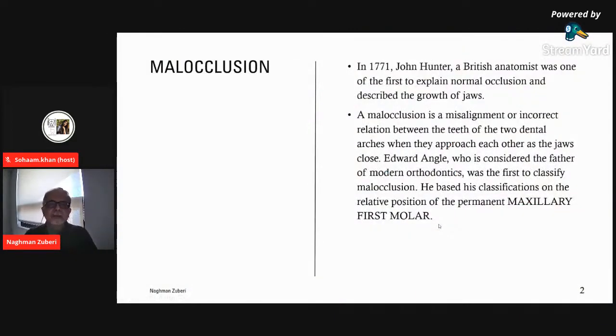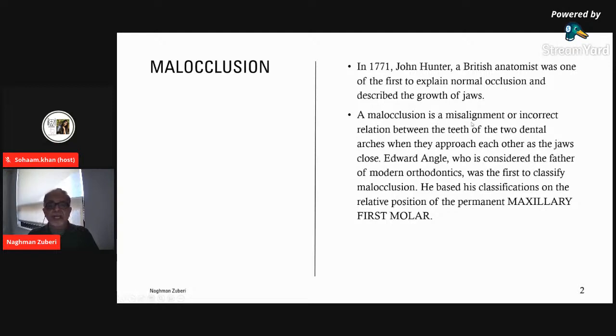Well, the first person who explained normal occlusion was John Hunter. In 1771, he explained the normal occlusion in one of his books. After him, so many other people came, but the recorded history says that there was a surgeon by the name of Fitch. He was the first one who described malocclusion.